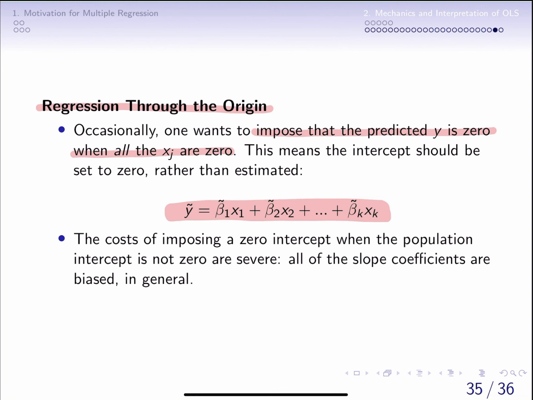Okay, now the problem with such a regression is there is a cost to it, okay? That all of the slope coefficients that you estimate are going to be biased in general. And this is a severe cost.